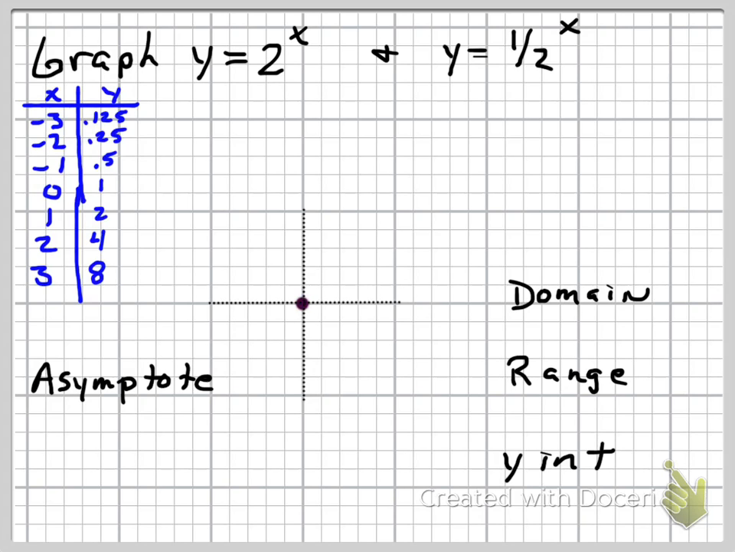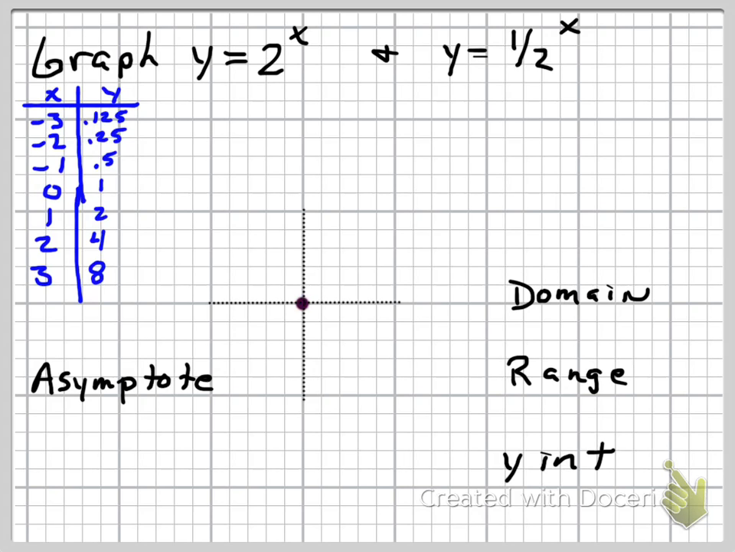2 to the x power. Just making an XY table, which is an old skill. Usually, though, we were putting the values in on ground level. Now we're putting the values into the exponent, which is different.